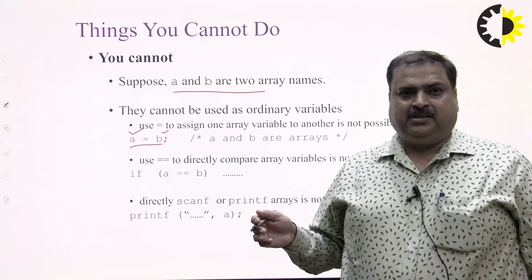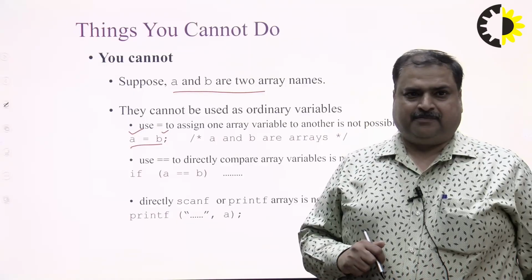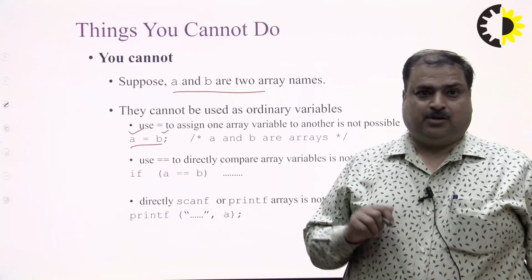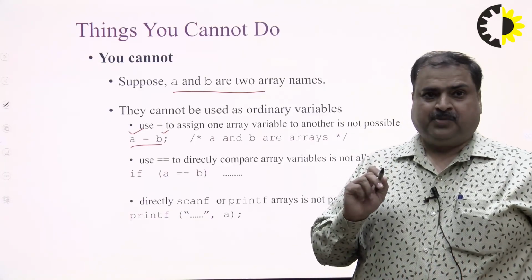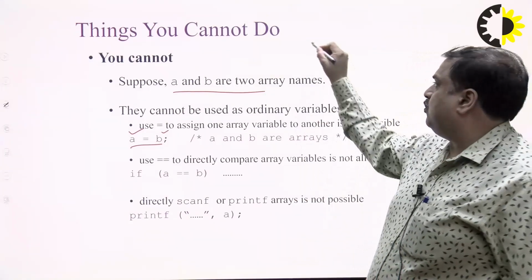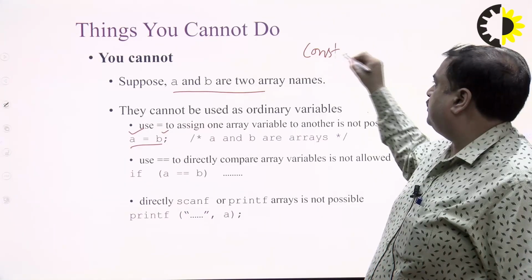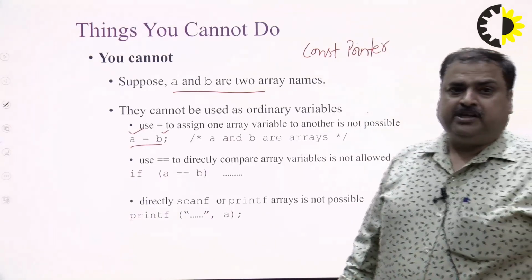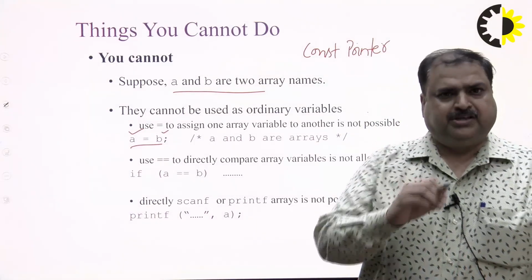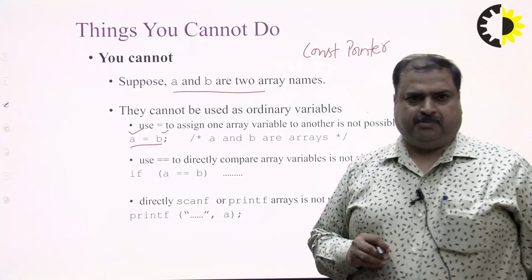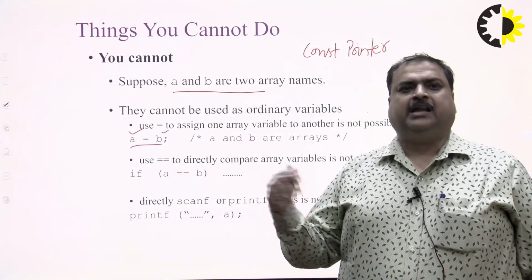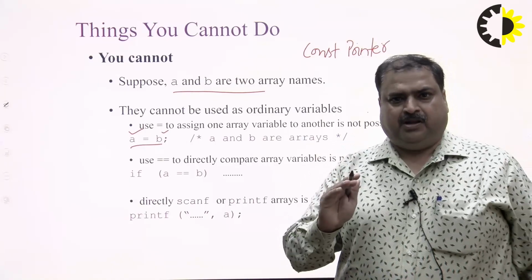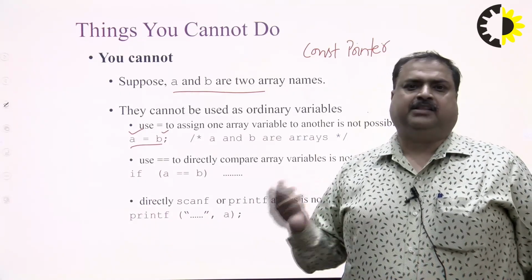The address of B will be stored in address A, and these arrays are not normal variables. The name of an array will be treated as a constant pointer. What is a constant pointer? First, let's understand what a pointer is. A pointer is a special variable that holds the address of another variable. Understood? The pointer is a variable which holds the address of another variable.